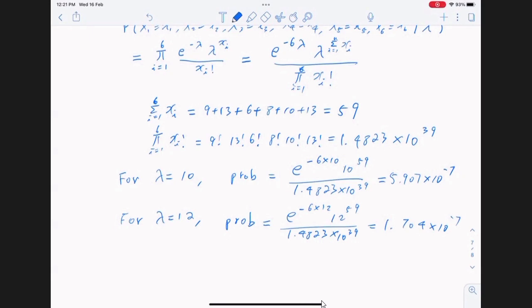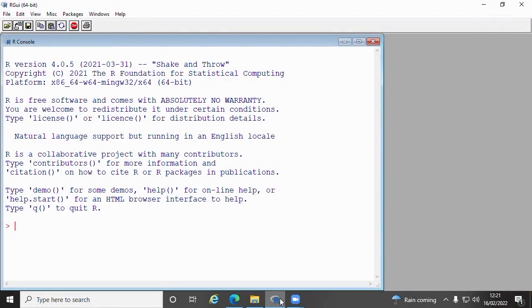Okay, now this kind of calculation is very clumsy. We don't like to use the calculator to do it. So that's why you learn R in this course. Now, in R, there is a very nice function for computing this kind of probability.